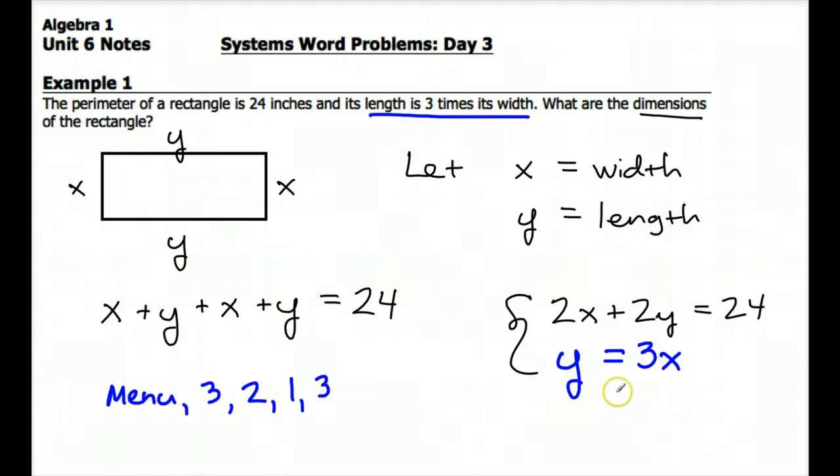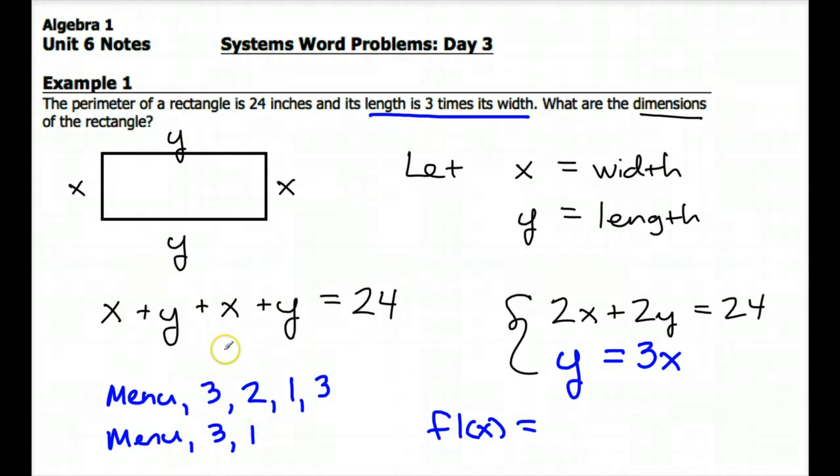For the second equation, y equals 3x, you want to be in what's called function mode. So you want it to look like f1 of x equals, and then you can just type in 3x here. So to get to that one from standard form, you go back to menu, and then it's just menu 3, 1. Okay, so this one is to put it in standard form, menu 3, 2, 1, 3. That's for the top equation. For the bottom equation, that's to put it in regular y equals mx plus b mode.